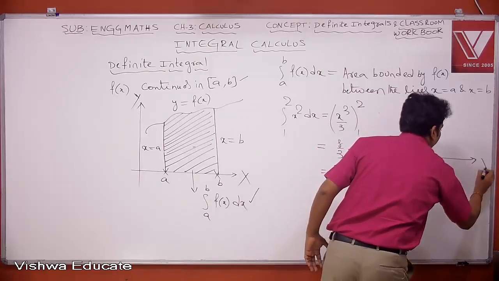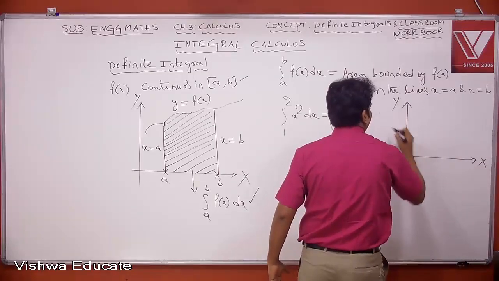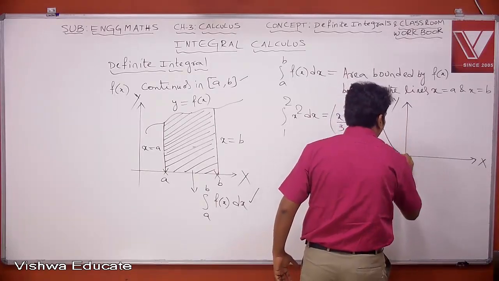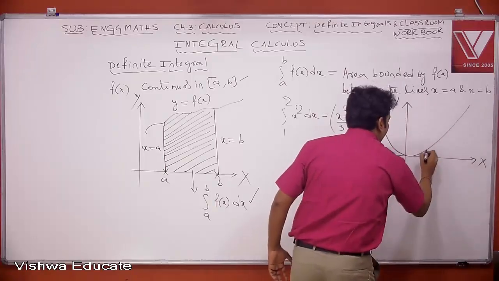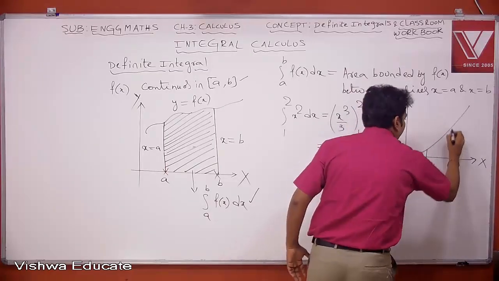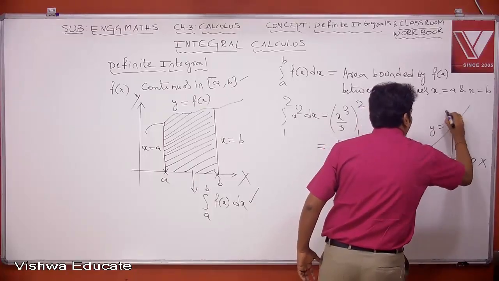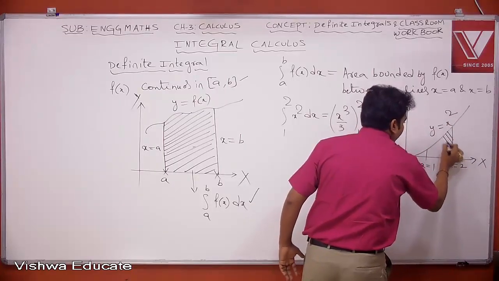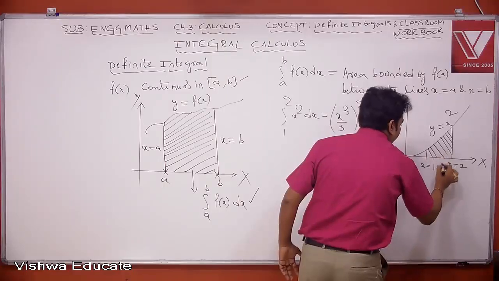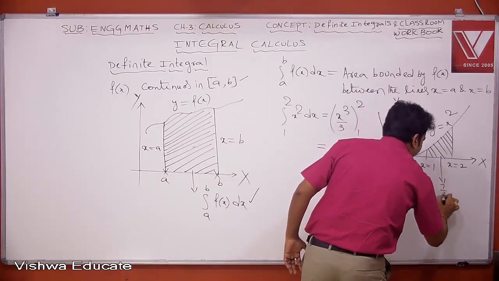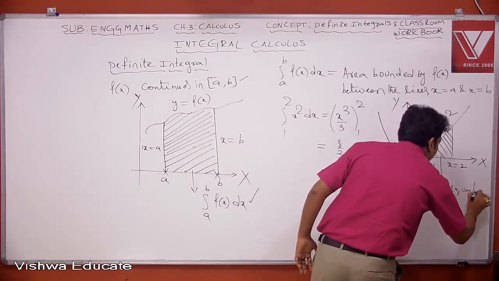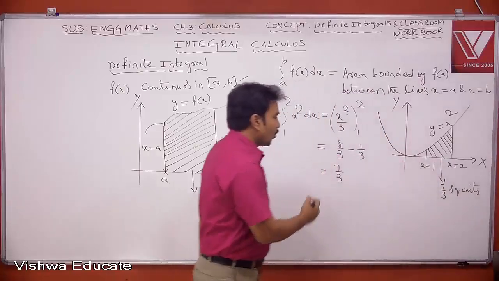So let us draw the graph of this in a two-dimensional coordinate system. The graph of x square is a parabolic shape. Now this is the line x equal to 1. And for example, this is the line x equal to 2. This graph is nothing but y equal to x square. And this shaded region is nothing but 7 by 3 square units. Okay. So note this point.